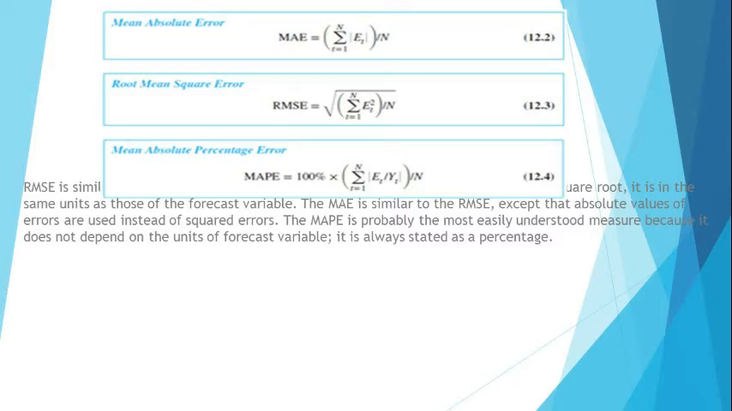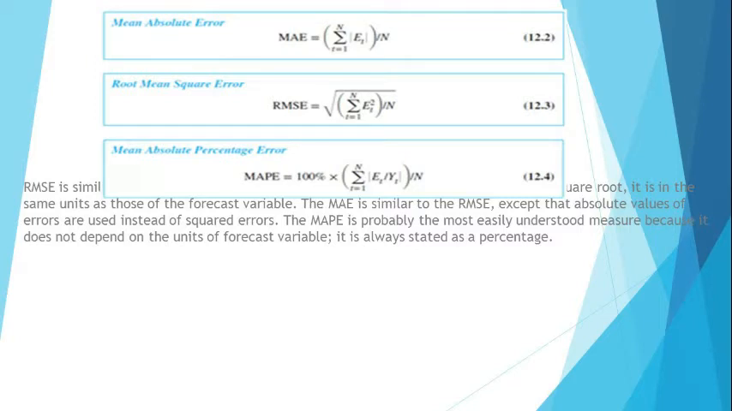RMSE is similar to a standard deviation in that the errors are squared. Because of the square root, it is in the same units as those of the forecast variable. The MAE is similar to the RMSE, except that absolute values of errors are used instead of squared errors. The MAPE is probably the most easily understood measure because it does not depend on the unit of the forecast variable.